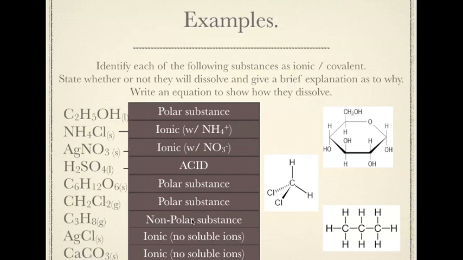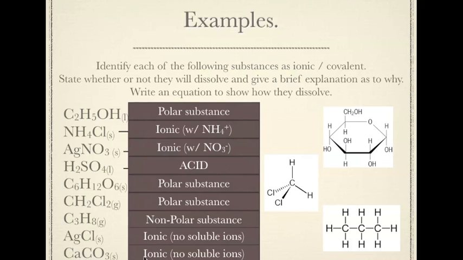C3H8. This is a non-polar substance because it's symmetrical. If you draw out the valence structure like I have here, you can see that it's a non-polar substance. That means it won't dissolve in water. Only polar substances will be able to dissolve in water because they have that dipole, the little positive, the little negative. Whereas this guy here, being non-polar, will not dissolve.